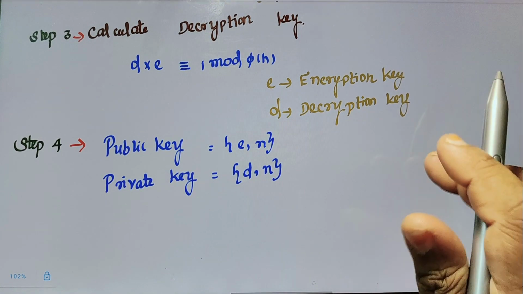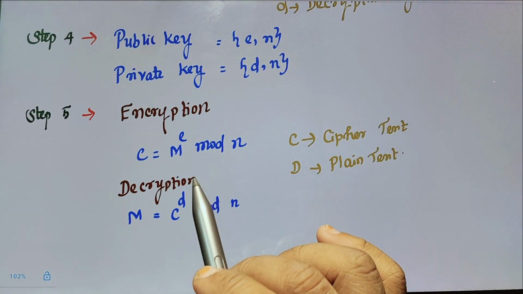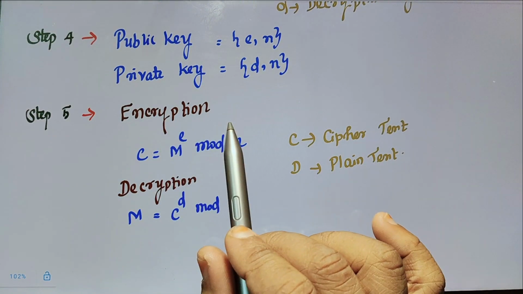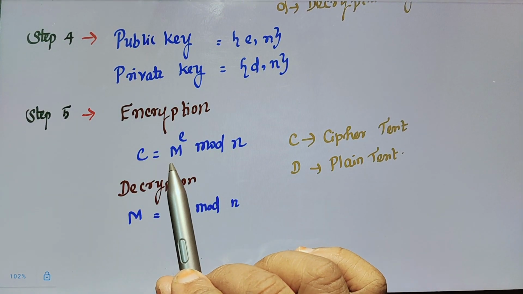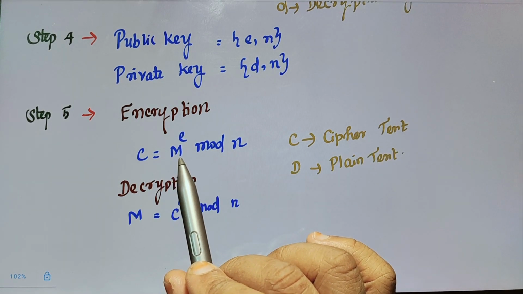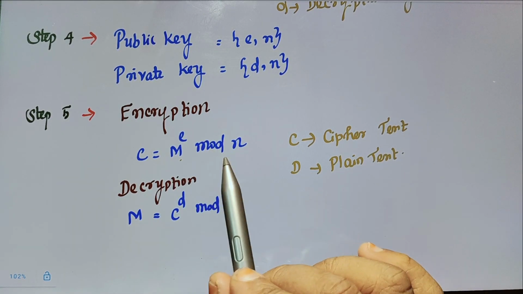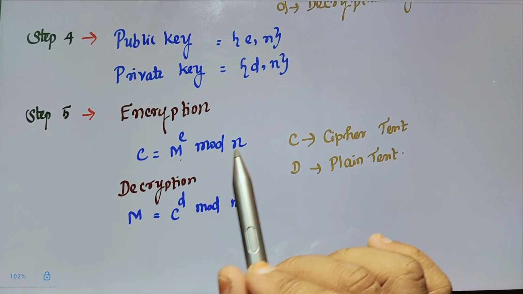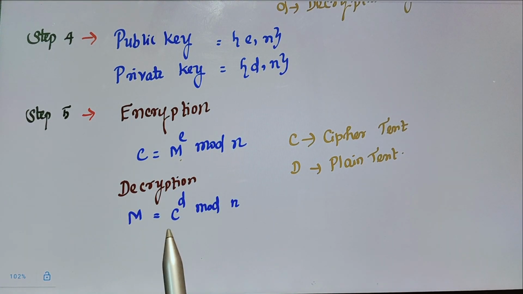Next step, encryption and decryption. For the final step, the encryption formula is C equals M to the power of E mod n. Here C is the ciphertext, M is the plain text, E is the encryption key, and n is the size of the key. And the decryption formula is M equals C to the power D mod n.